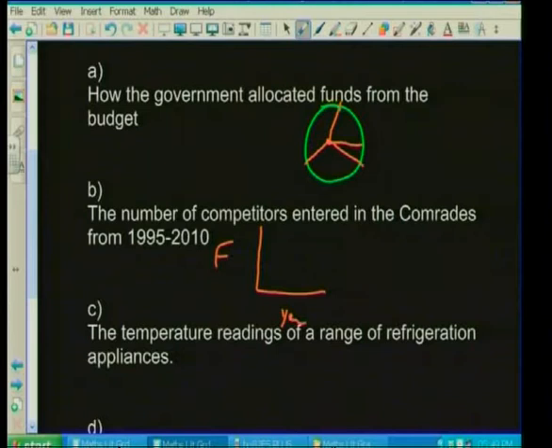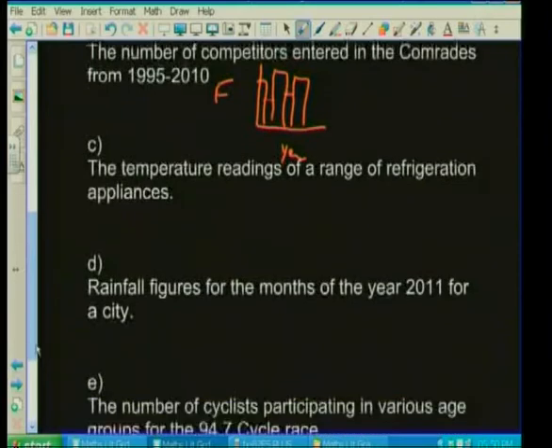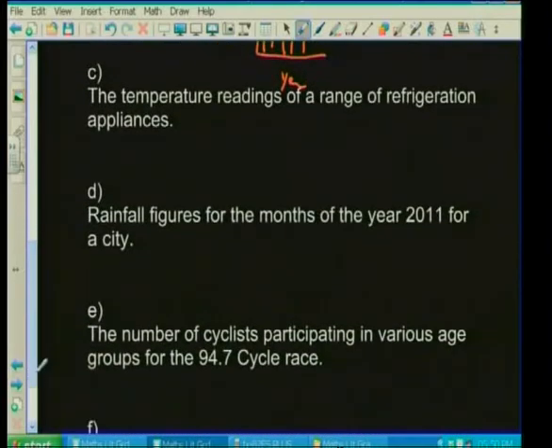So we could have 1995, 96, 97, 98, 99, and then we could have all those showing how many people actually took place in the race that year. What about the temperature readings of a range of refrigeration appliances? Again, I would say a histogram, because at the bottom we're going to have all the degrees.